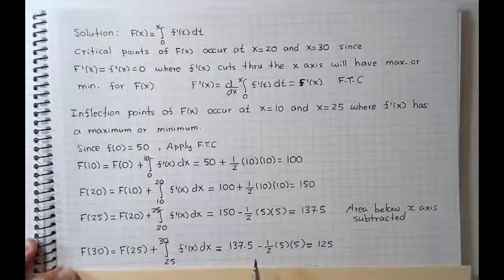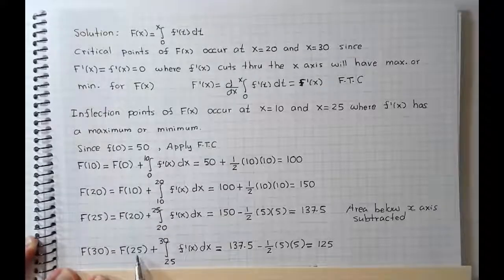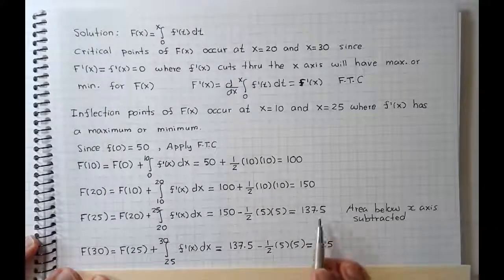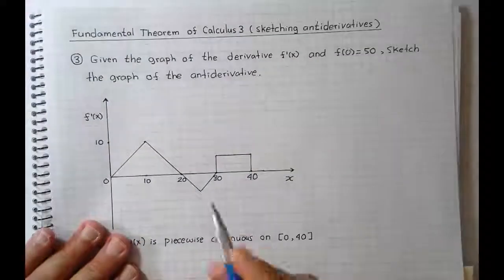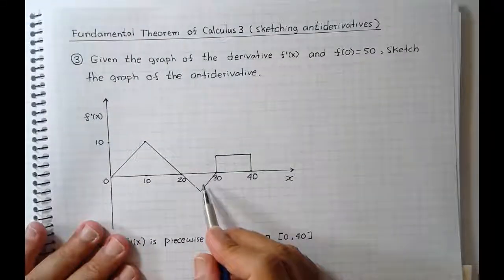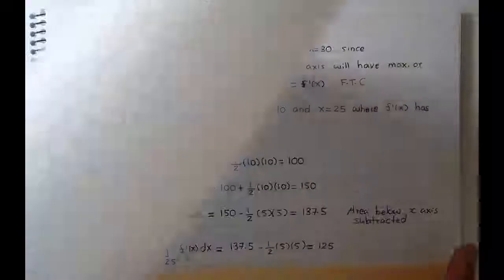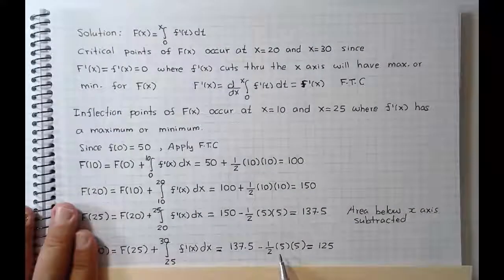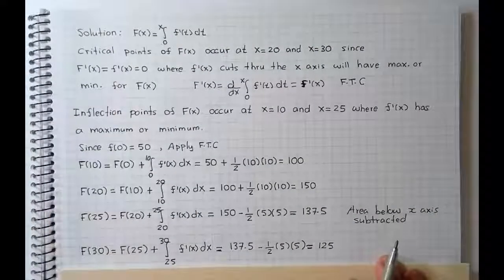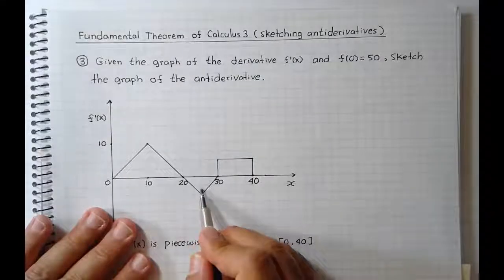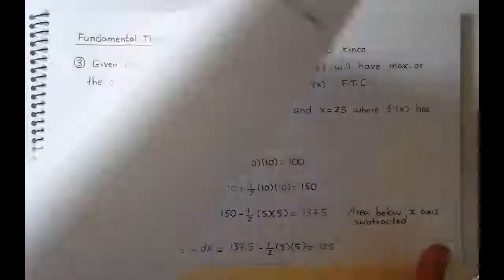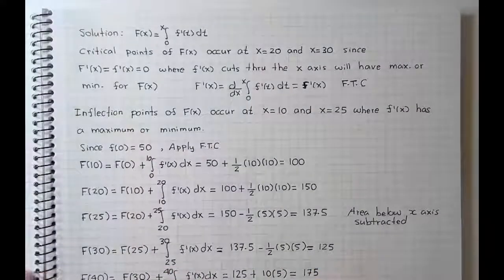Now let's look at F of 30. That's going to be F of 25 plus the integral from 25 to 30 of f prime of x dx. That's going to be the previous value, 137.5. And from 25 to 30, the function is below the x-axis, so the area has to be subtracted. So that's going to be minus 1/2 times the base times the height. Half of the base is 5 from here to here, and the height is 5 as well. And now let's look at F of 40.